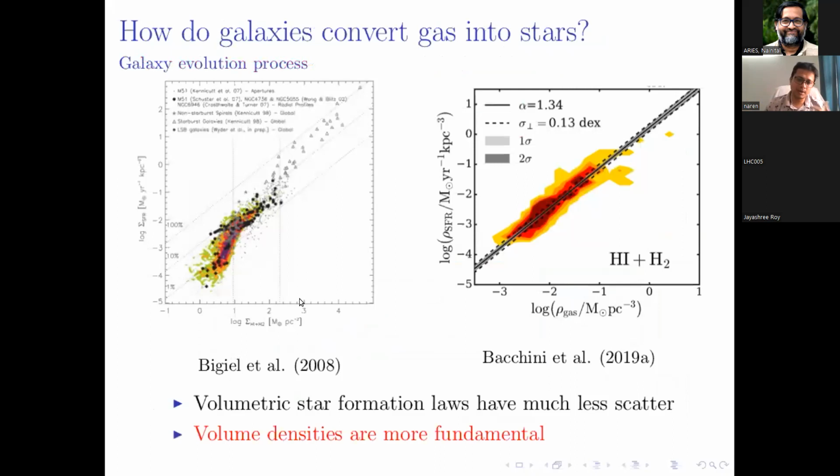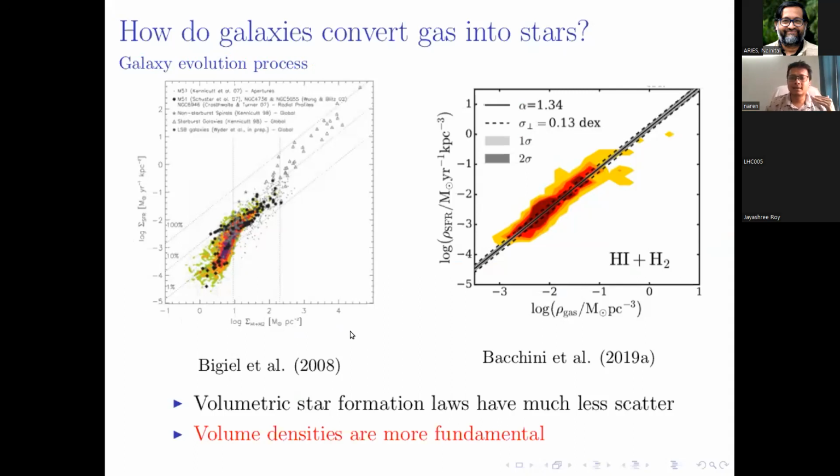So the traditional wisdom was that the gas surface density and the star formation rate surface density are found to be correlated observationally. This is basically the famous Kennicutt-Schmidt law. You have the surface density of gas on the x-axis and the surface density of star formation on the y-axis, right? So people have found that they are correlated, the surface density of gas and the surface density of star formation rate.